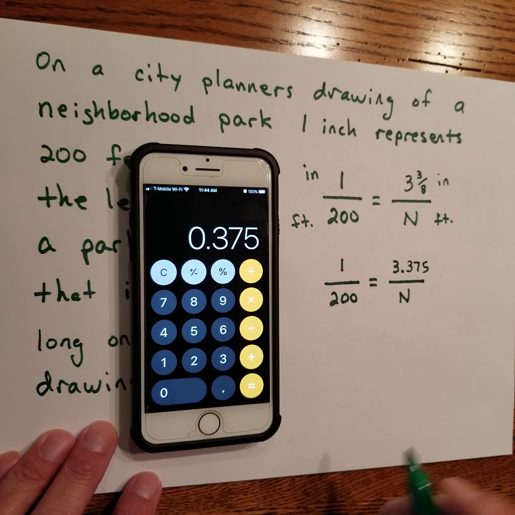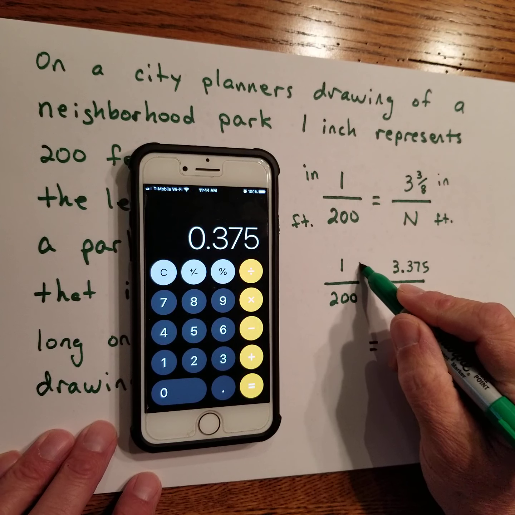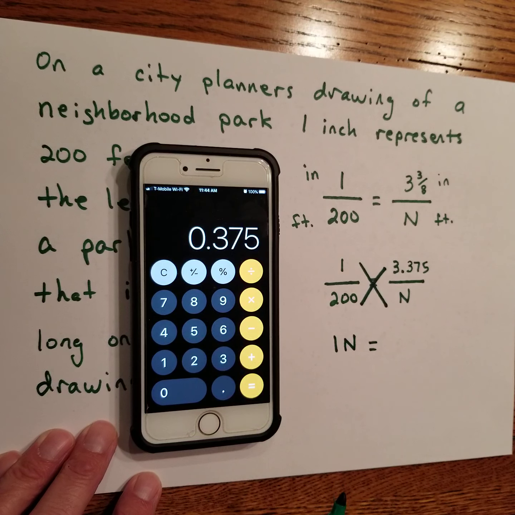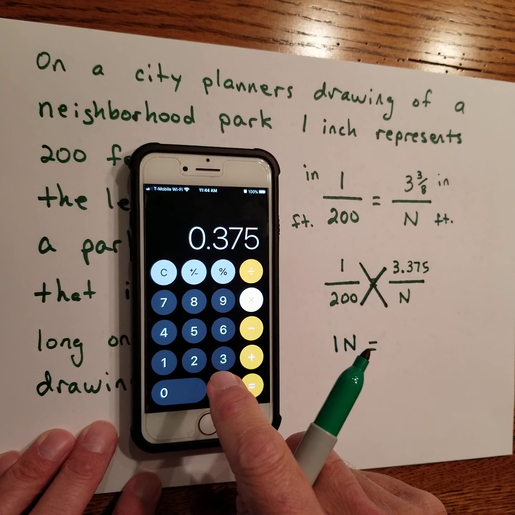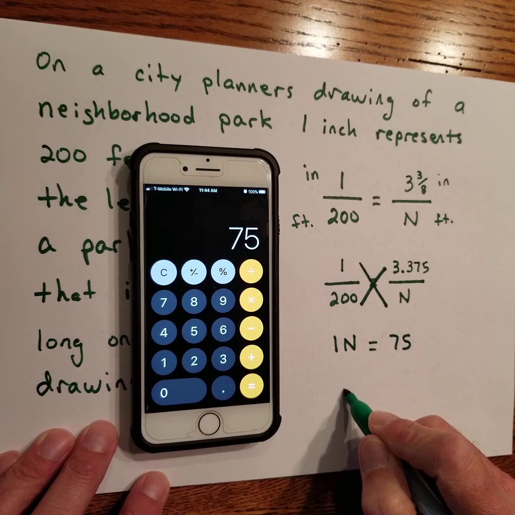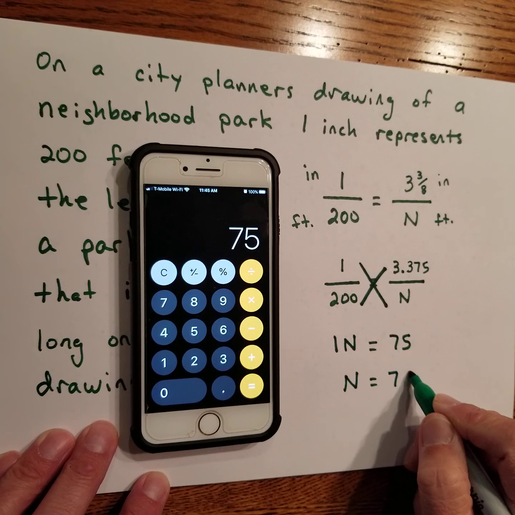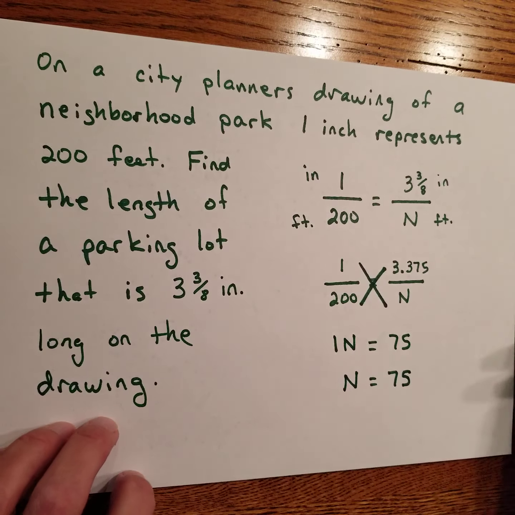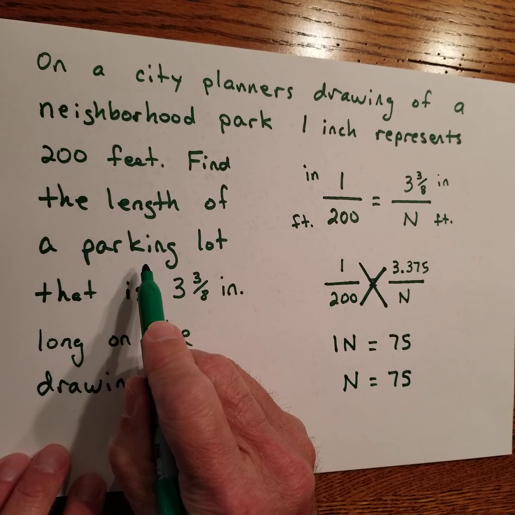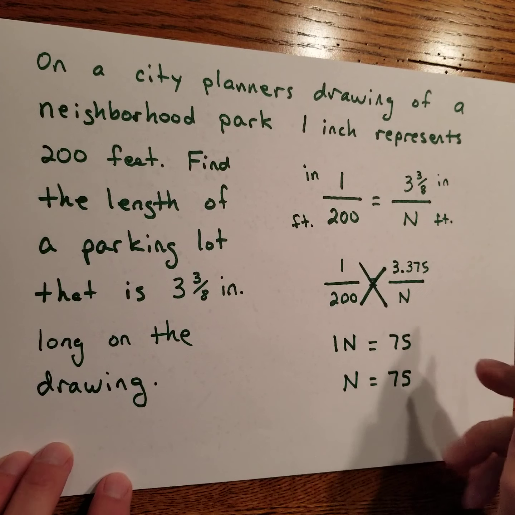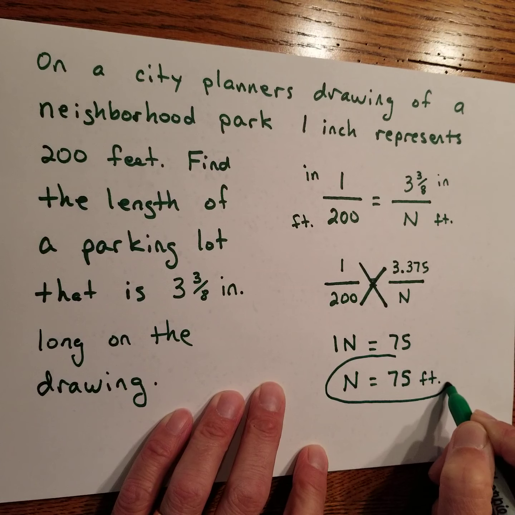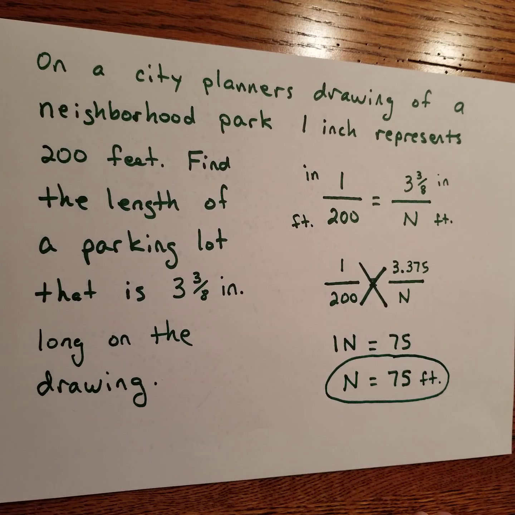Now my multiplication on the calculator is easy. I'll multiply this way, 1 times n, and this way, 200 times 0.375 is 75. When I divide by 1, I've got a final answer of 75. Last step, label the answer. This parking lot is 75 feet wide. There's my answer labeled. Wonderful.